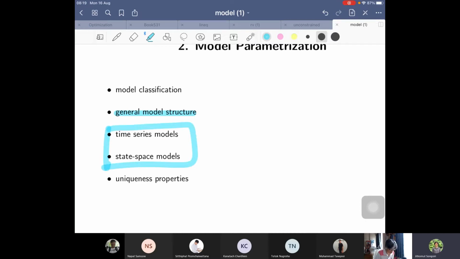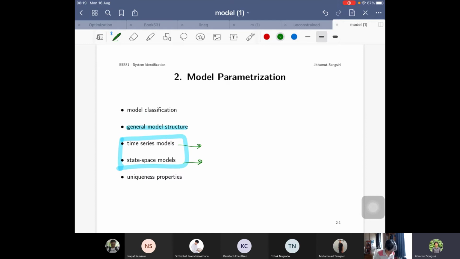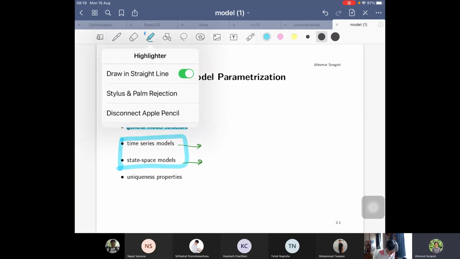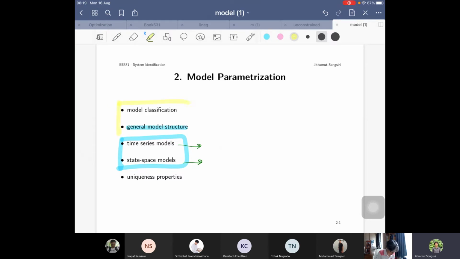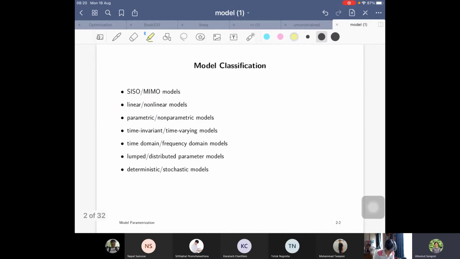One is the time series model that is used a lot in many applications in engineering, in finance, in other things. And the state space model, this is one of the main classes we see in engineering because it represents the most general class of linear time invariant systems. Okay, so in this clip, I will give an introduction on the model overview and the general model structure first.